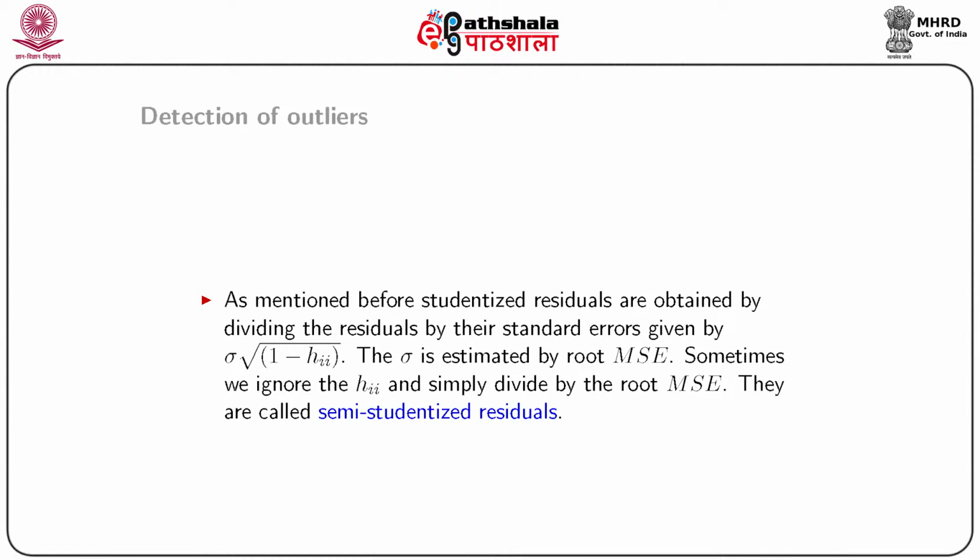Now, as mentioned before, studentized residuals are obtained by dividing the residuals by their standard errors, which is given by sigma times square root of 1 minus hii. The sigma is estimated by root of mean square error or MSE. Sometimes we ignore hii and we simply divide the residuals by root MSE or sigma hat. These are called semi-studentized residuals, and they too are sometimes used to identify outliers.